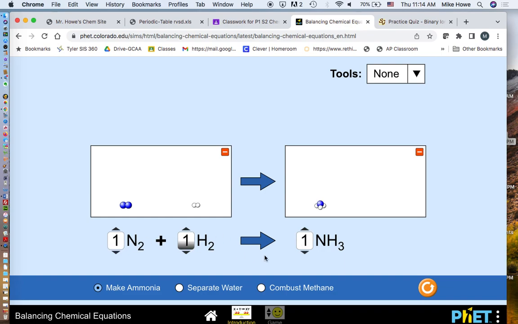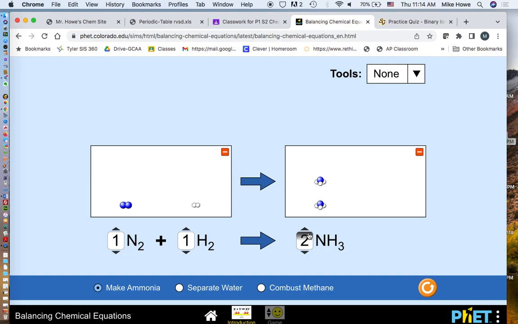Normally you don't have to do what I'm doing here, but you do on this activity. You put a 1 everywhere so that the computer knows to draw a 1 N2. It looks like this. And 1 H2, it looks like that. And 1 NH3. Now you look and see what's uneven. The N's are blue. On this side there are 2 N's, and on this side there's only 1. So if you put a 2 in front, then that creates 2 N's.